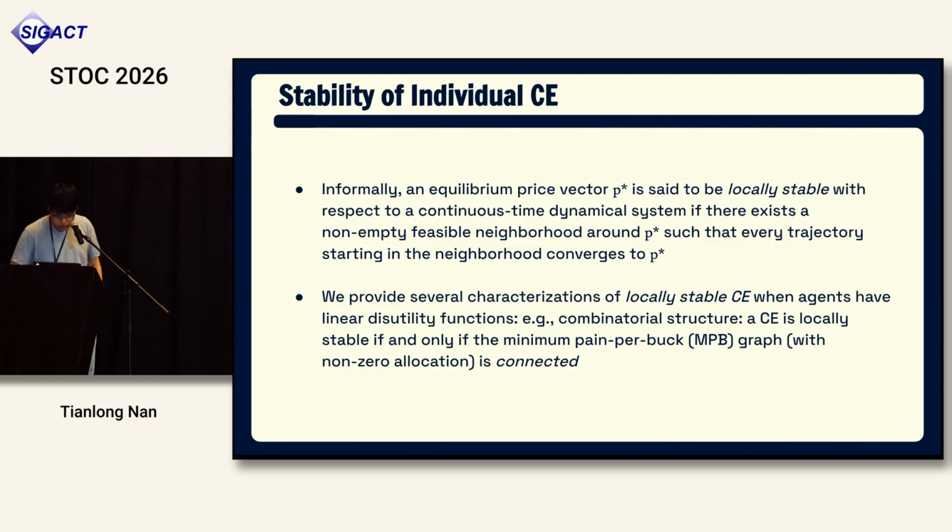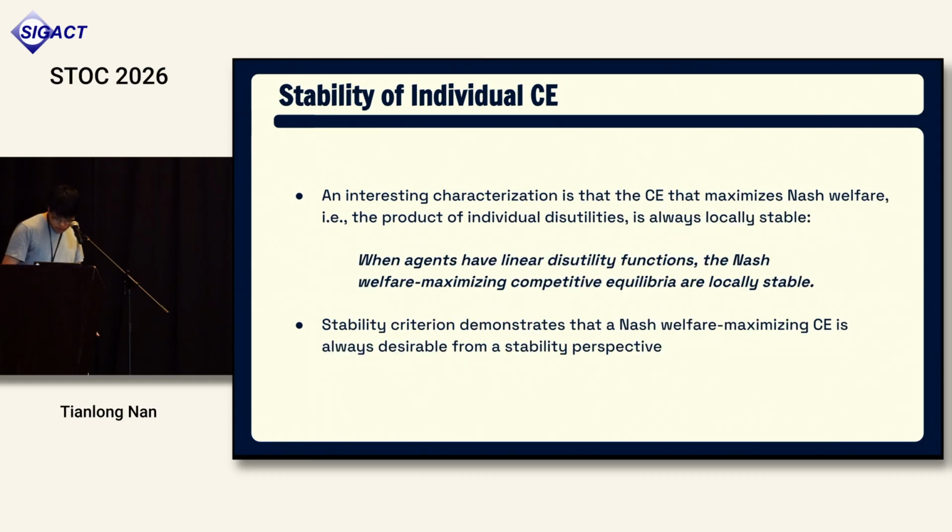So I'll skip this part and mention a very interesting application of the tâtonnement dynamic: we can use it to study the stability of the CE, if there are perturbations. We can show some interesting results, like you can characterize the stability of the individual CE based on some combinatorial structures, and the well-known maximum Nash welfare solution compared to equilibrium can be shown to be always stable, like locally stable.